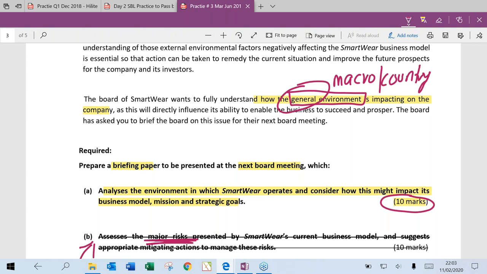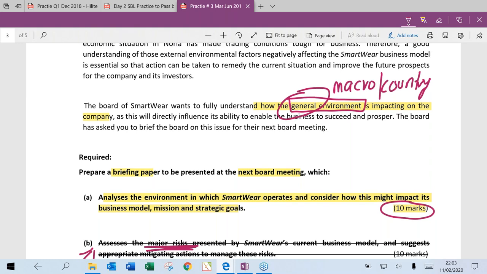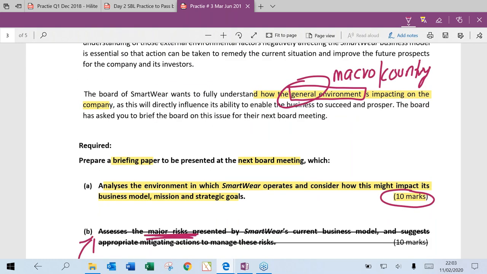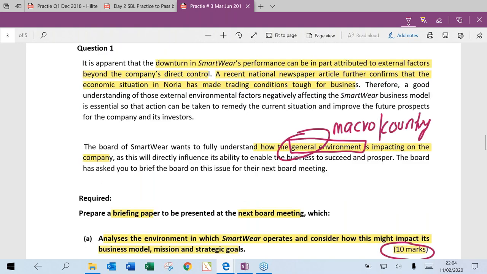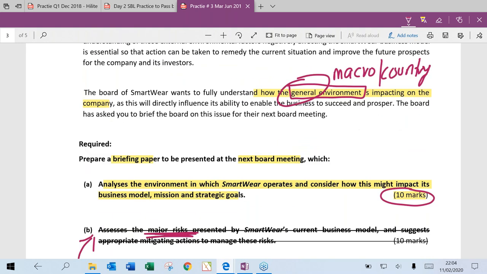He has mentioned the word general environment in the question, not under the requirements. Many students made the mistake of applying PESTLE as well as Five Forces, and they struggled because there was limited information for Five Forces. Because of all this, they overran the time on question 1A, the first question.